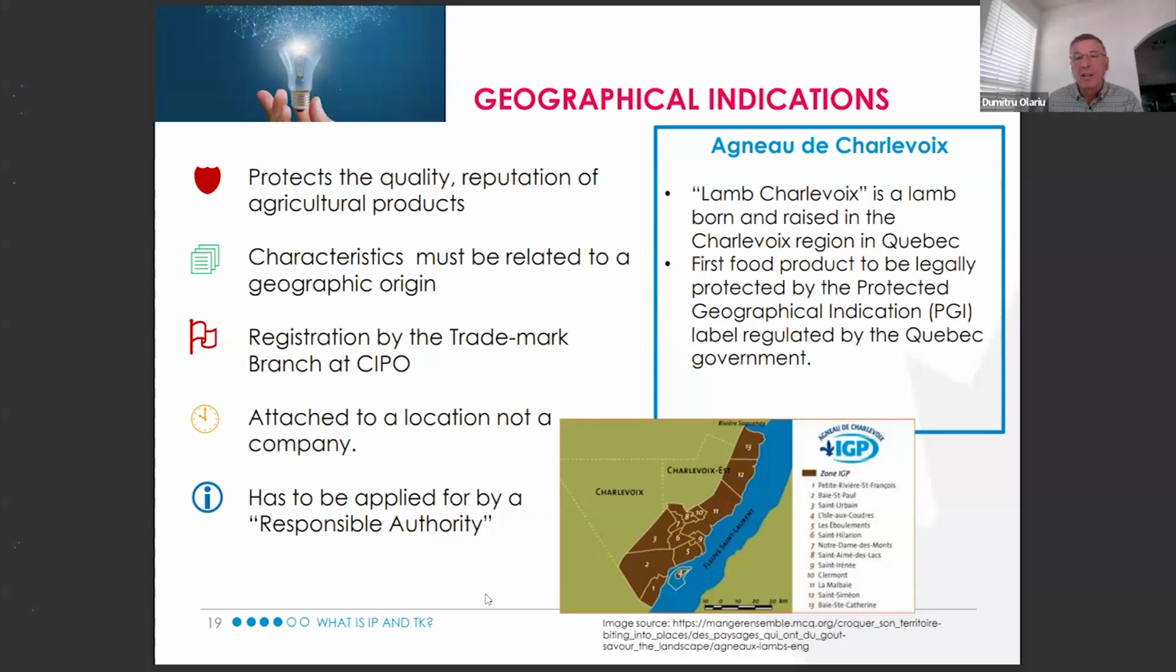And here you have the example of Charlevoix lamb. It's produced there. It's quite a famous geographical indication in Canada. Next slide, please.